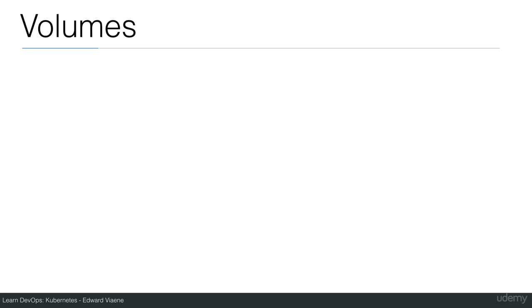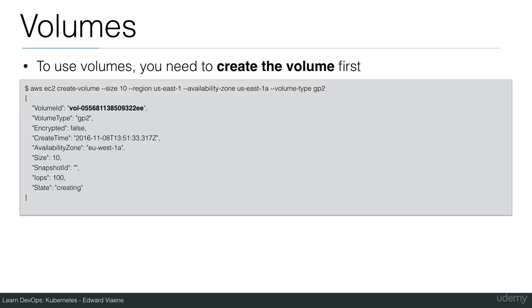So let's have a look at the definitions that we need to use to create volumes. To use volumes, you need to create a volume first. In the next lecture, I'll show you how we can do this automatically, but now we are going to do this manually. So here I'm using the AWS tool to create a volume in US East 1 that is 10 GB of size. I'm also specifying the availability zone, which is US East 1A. And you need to note down this volume ID because this is what we are going to need later on.